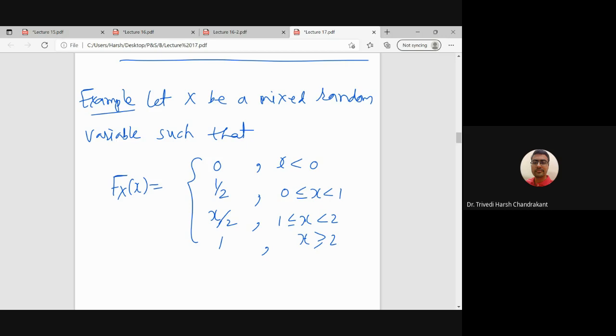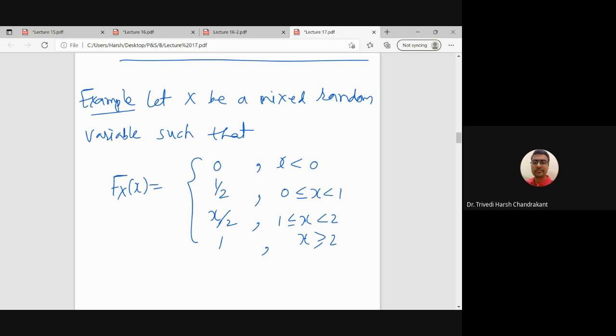So over the interval from 0 to infinity it is continuous. Up to 0 also it is continuous, from minus infinity to 0. But at 0 it is discontinuous, right? At 0 it is discontinuous. So therefore it is a mixed type random variable, and the total probability should be 1.